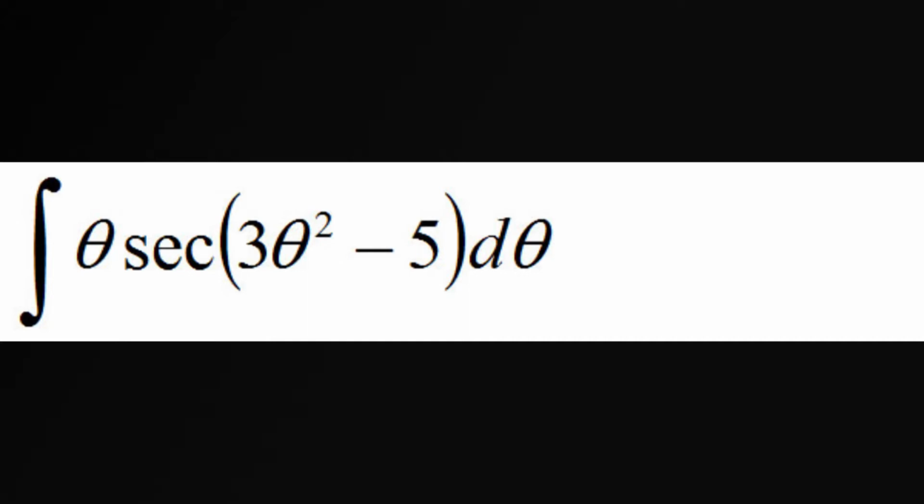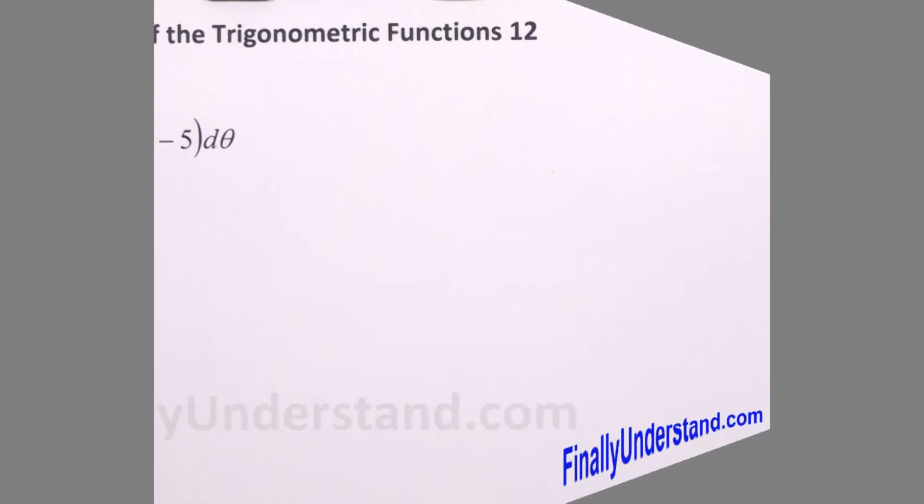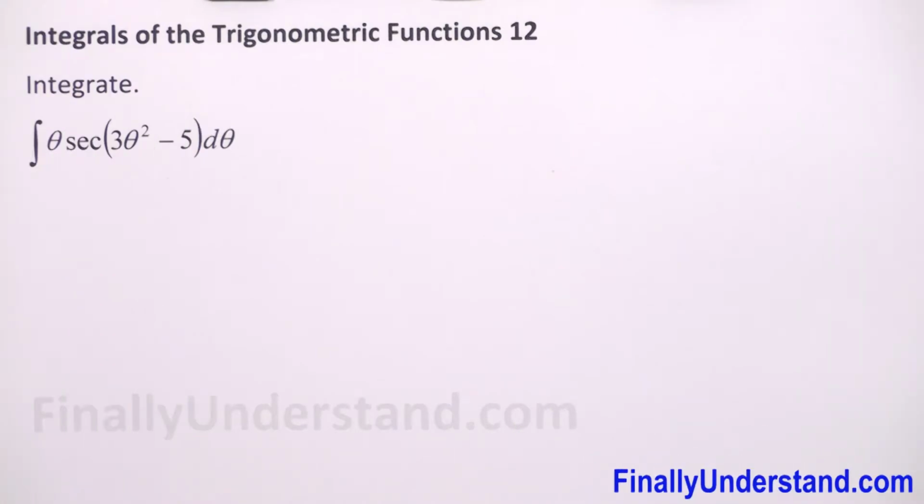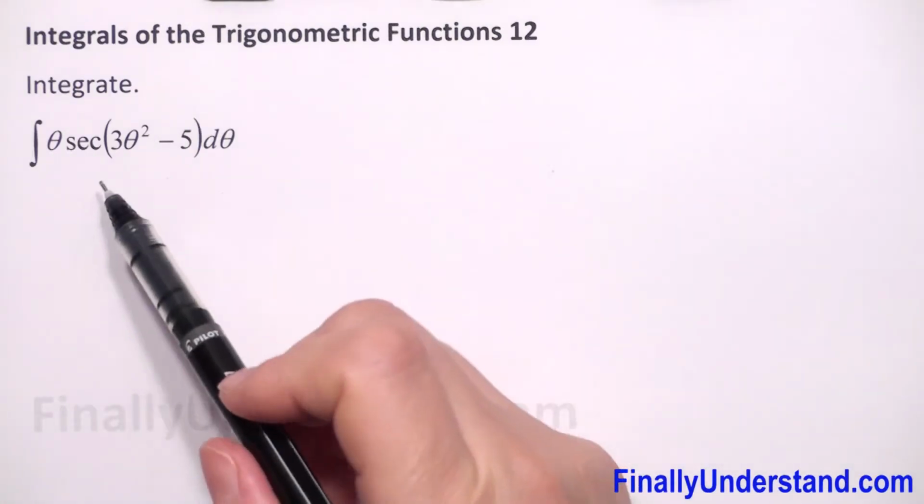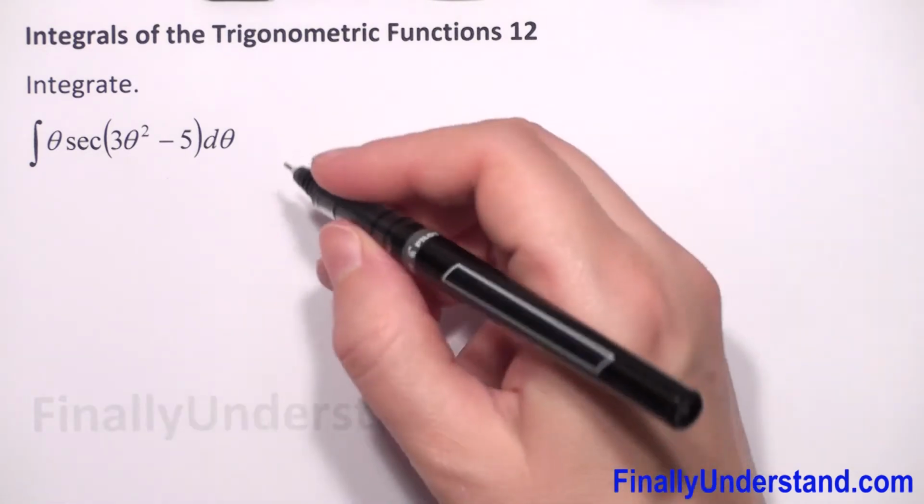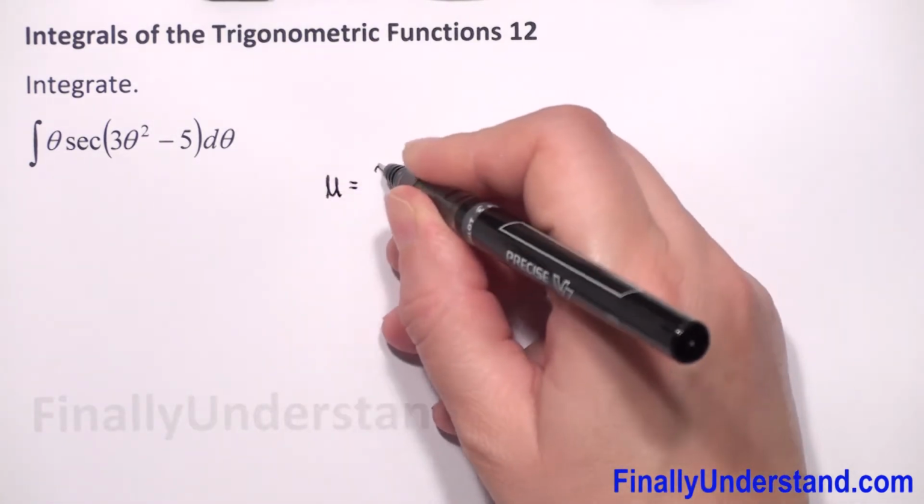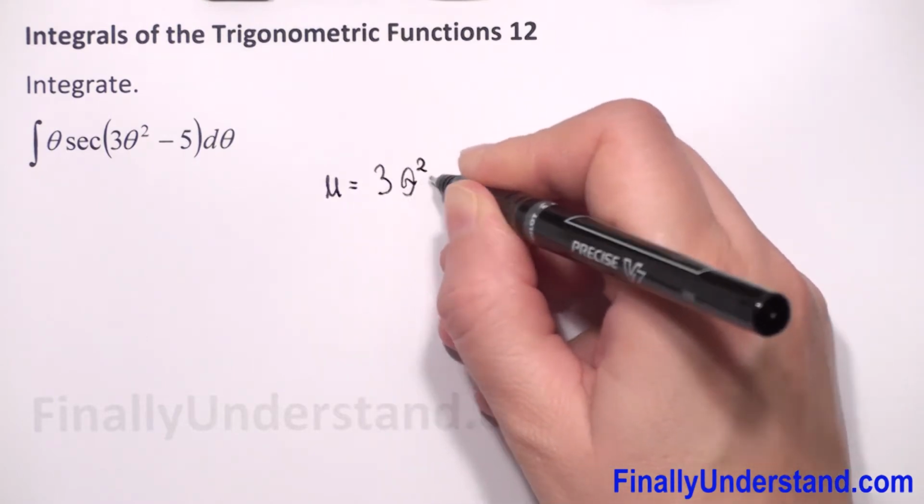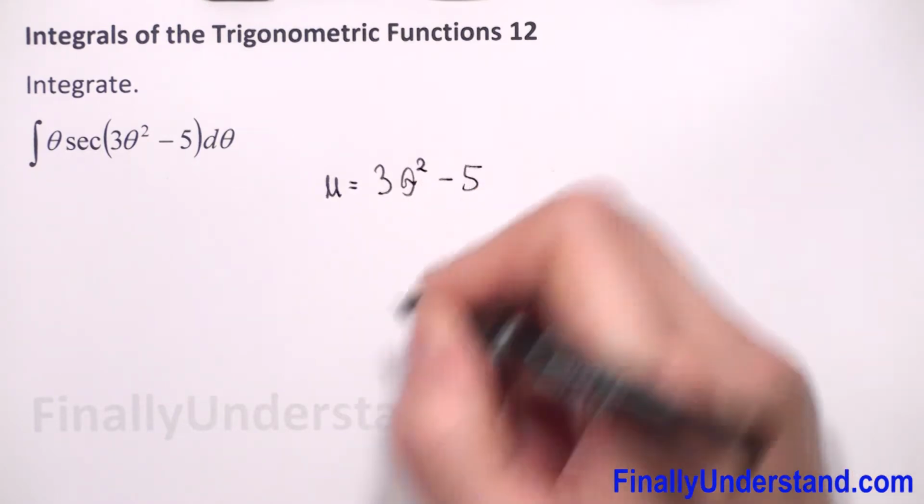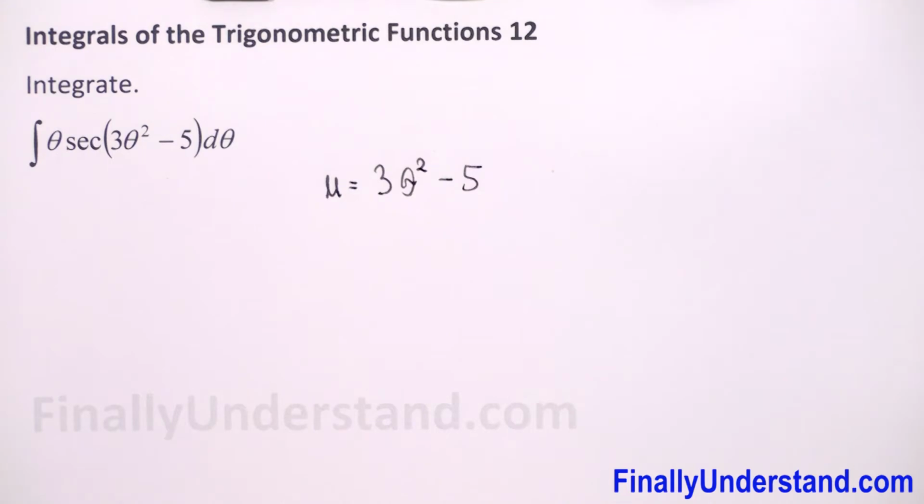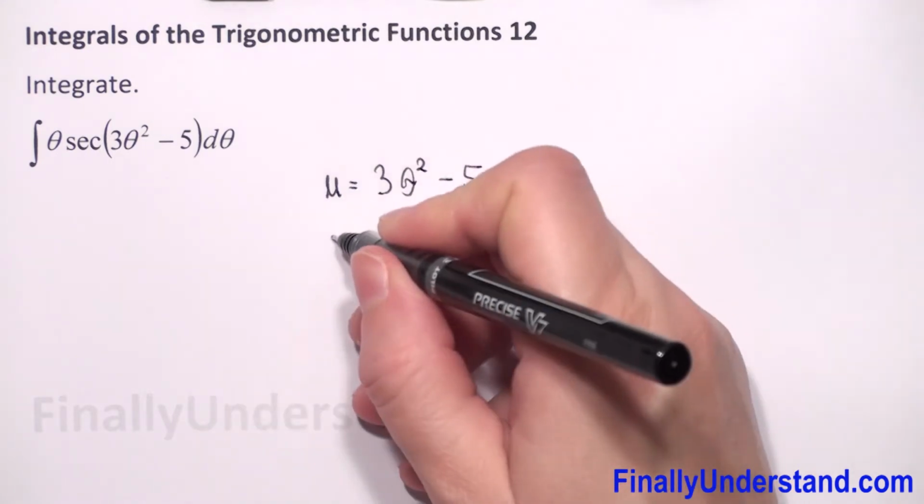We have an indefinite integral with respect to theta. First, I will substitute the expression in parentheses by u. Let me write this: u is equal to 3 theta square minus 5. Next, we have to find the derivative of both sides of our equation with respect to theta.